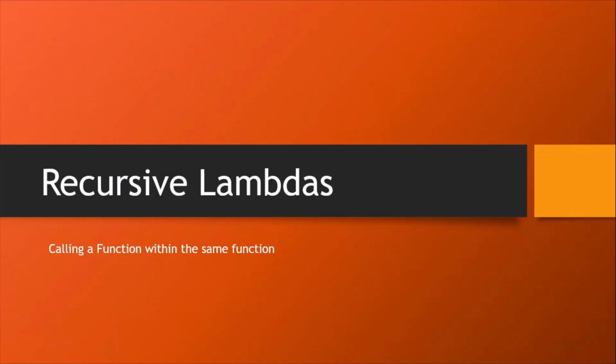We talked about lambda function. Now we'll talk about recursive lambdas. Now what are these recursive lambdas? Recursive lambda means calling a function within the same function. And this is a very interesting thing of programming.